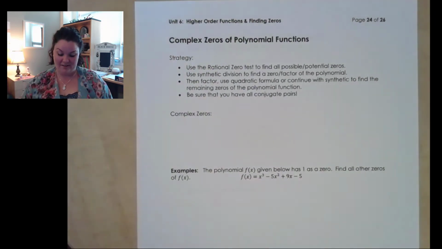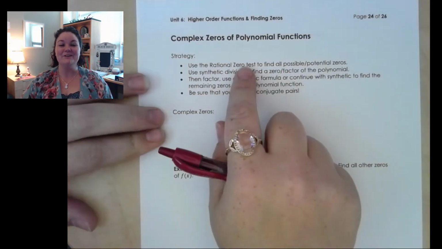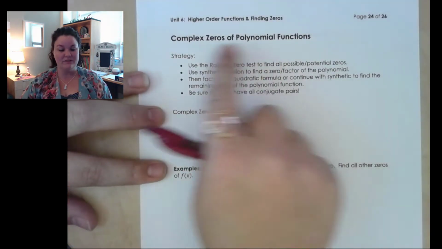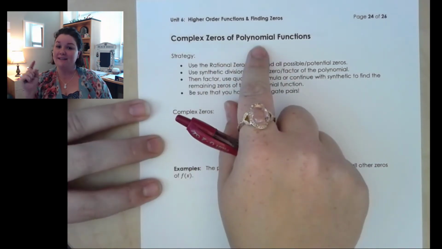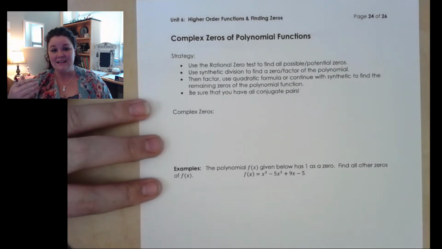All right, so we are, regardless, going to go over the last section in Unit 6, which is complex zeros of polynomial functions. And I'm excited to say that for this section, you're going to do the identical thing that you just learned in the last section, okay? We're going to find all the possible zeros and plug them in until we find the actual zeros, okay? So the process is exactly the same.